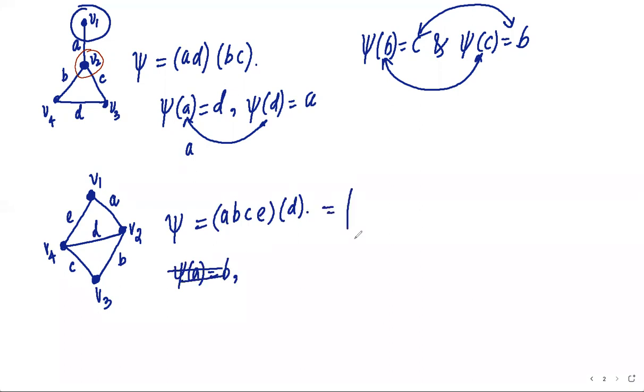ये हम permutation इस तरह से भी लिख सकते हैं. This A, B, C, E, D. Now this A, B, then C, E, and A, then D. ठीक है. Now A is mapped into B. Okay, so now actually you can see that this cannot be obtained by any vertex automorphism.